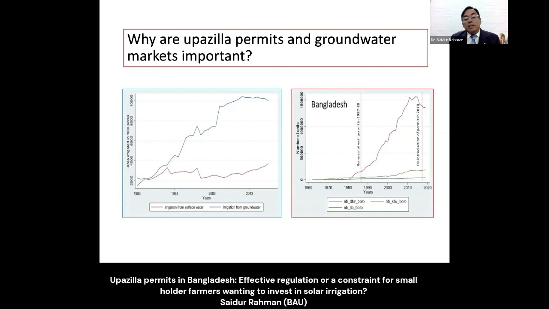If you see in the next figure, I think in 1987, 85, 87, 88, we banned the Upazila permits and licensing system. After that, groundwater irrigation was increasing tremendously. But in 2018 and 19, when we reintroduced it, it again declined. That's the issue we need to check very carefully, whether we should have these Upazila permits or not. Where is the implication? We want to see that actually. Next.